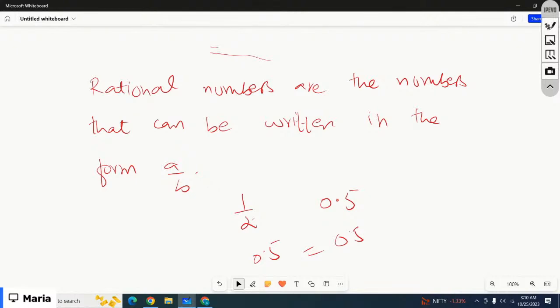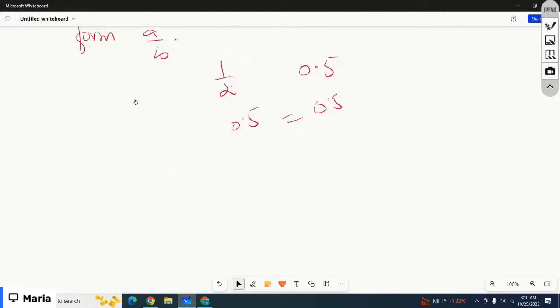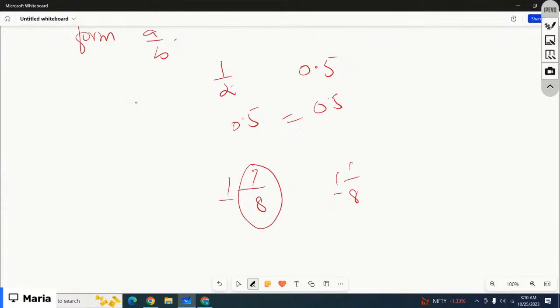Let's do another example. The next one is 1 whole 7 over 8 and 1 whole 1 over 8. You have to compare. Just look at their whole part, 1 and 1, they both are equal. Now look at their fractional part, 7 over 8 and 1 over 8. 7 over 8 is greater than 1 over 8. That means 1 whole 7 over 8 is greater than 1 whole 1 over 8, right?